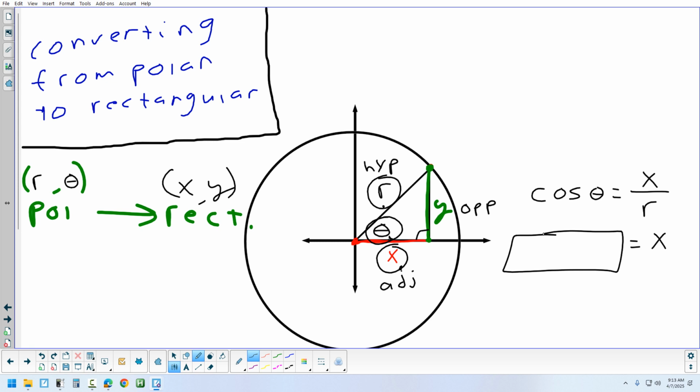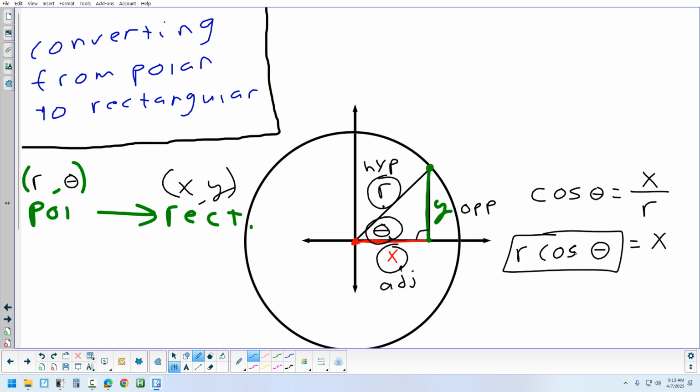Yeah, multiply each side by... Which one are we trying to find? R, right? We're trying to get x by itself. We multiply it by R. Yeah, and if you multiply both sides by r, you end up with the formula r cosine theta. So that is how you convert an r and a theta into an x value. You take the cosine and multiply by the radius.